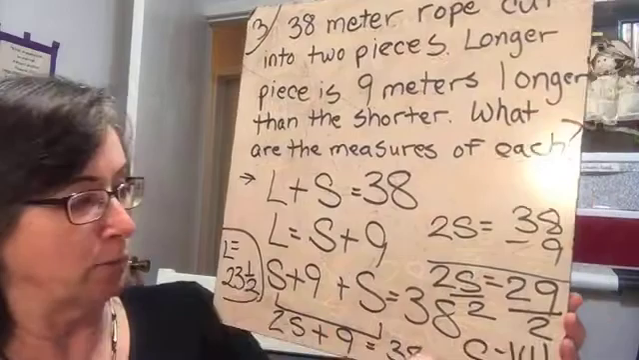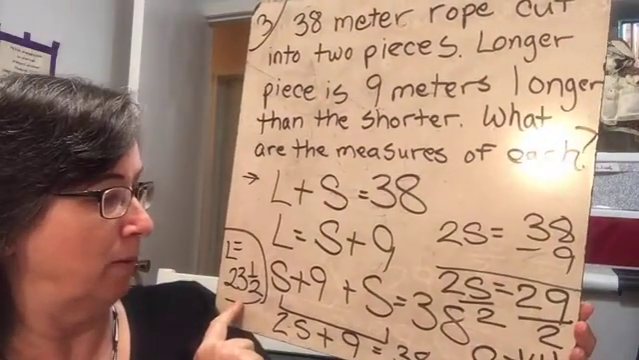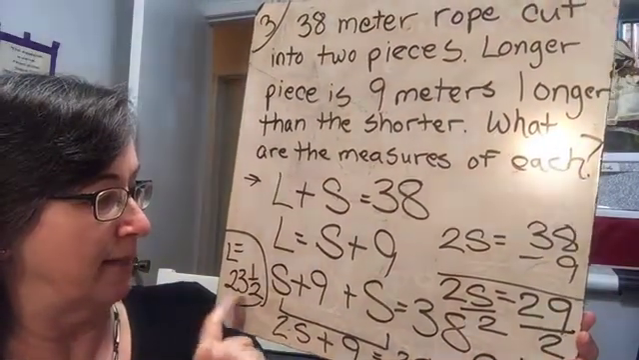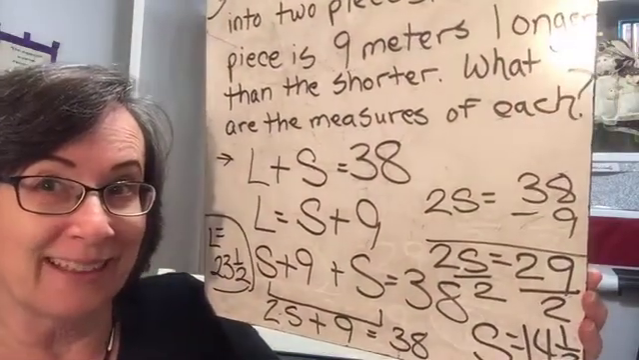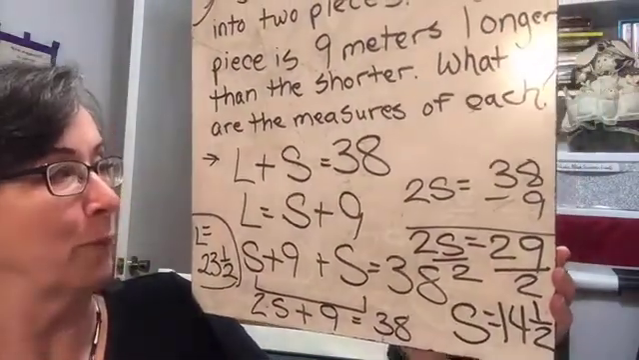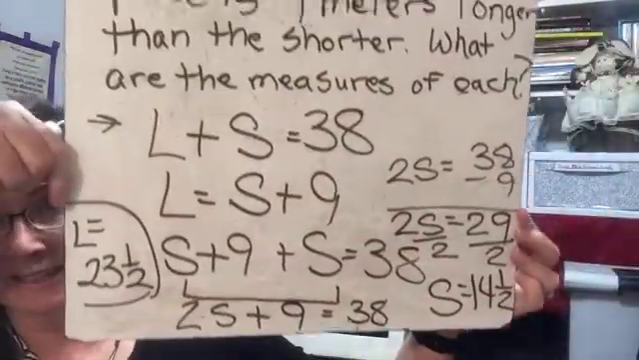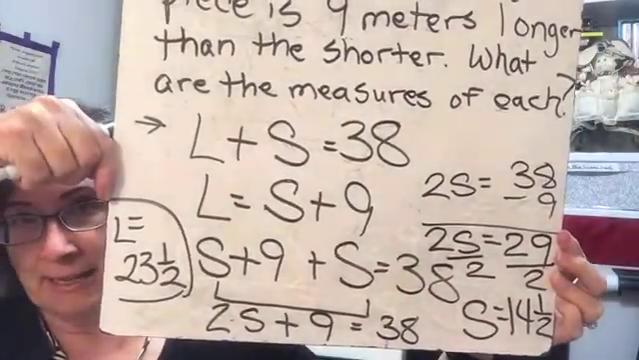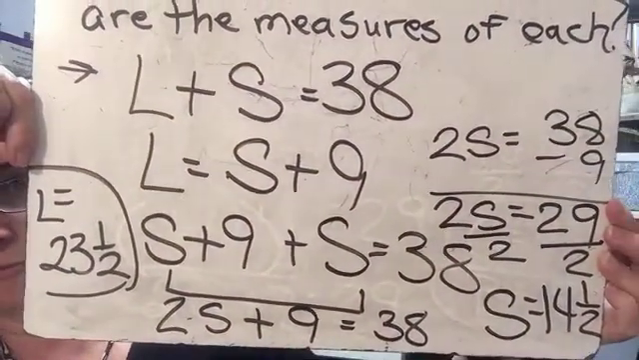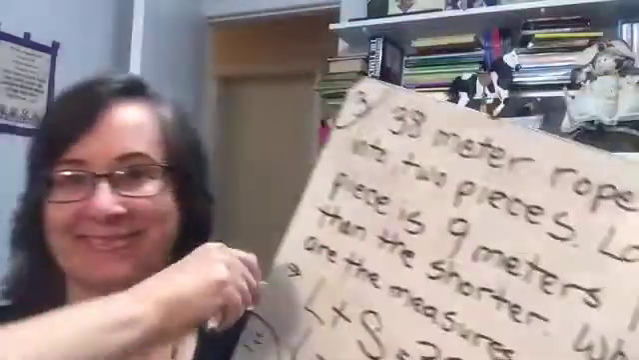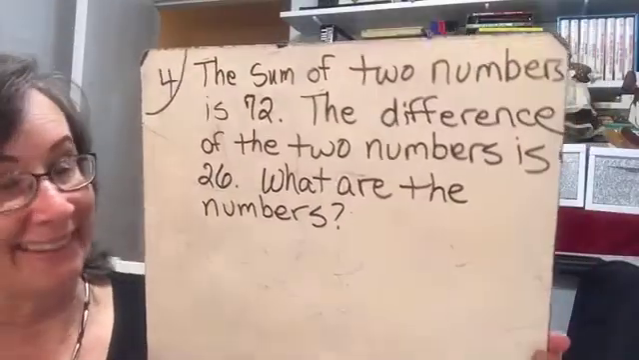So now let's see if we're right. If we add 14 and 1/2 and 23 and 1/2, we're going to get 37, 38. And 38 is what we started with. That's the rope before we cut it. That is example 3. And now we're ready for example 4. All right, this is a fun one.